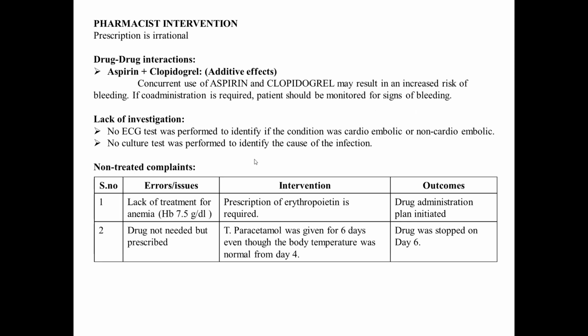Pharmacist intervention: I have intervened that this prescription is irrational as the treatment chart has a drug-drug interaction. Aspirin and clopidogrel can produce additive effects on concurrent use. It may produce increased risk of bleeding, and that's why it is important that we monitor for bleeding and dark stools or GI or gum bleeding.